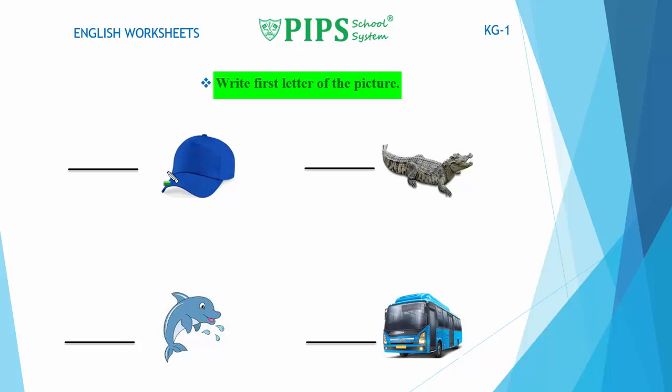Okay students, let's start. The first picture is cap. This is a cap. The initial letter of cap is C. It sounds like K. K. Cap. Now students, here we will write the letter C like this.